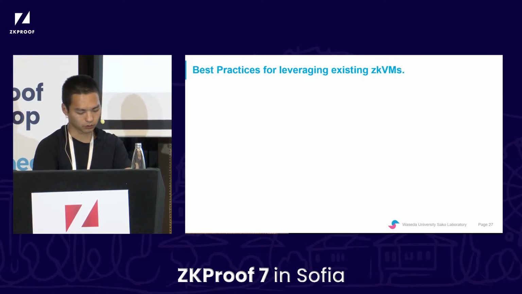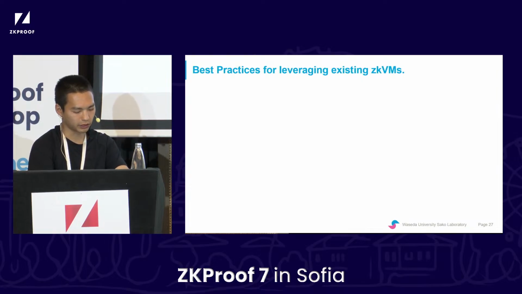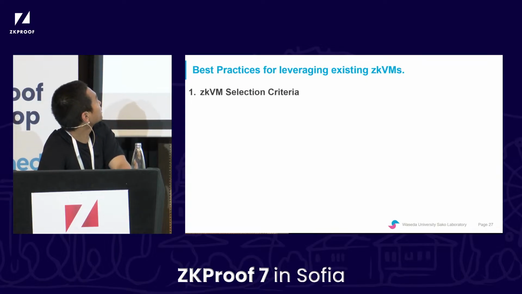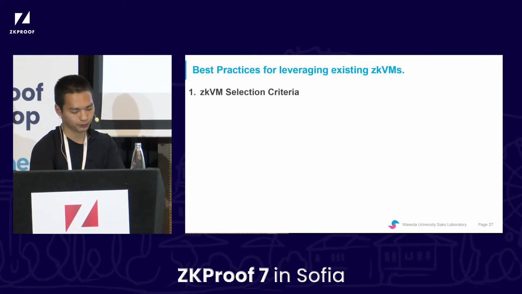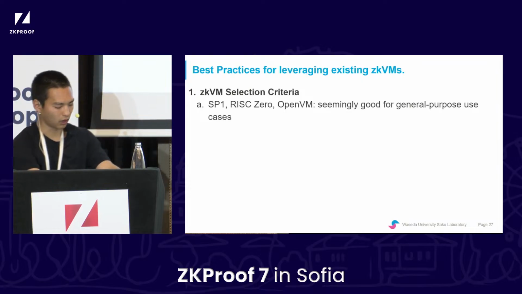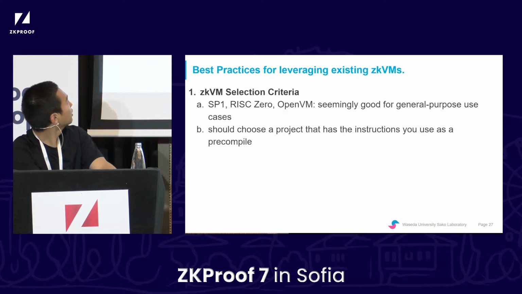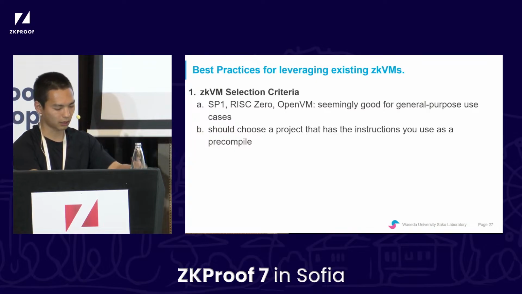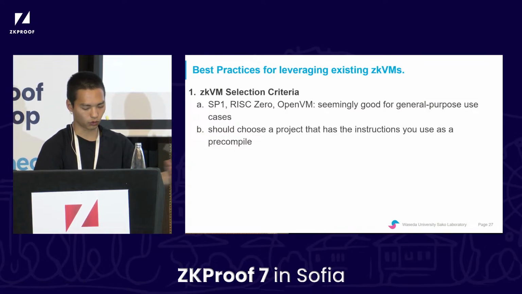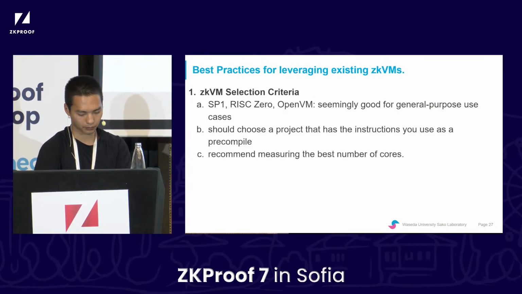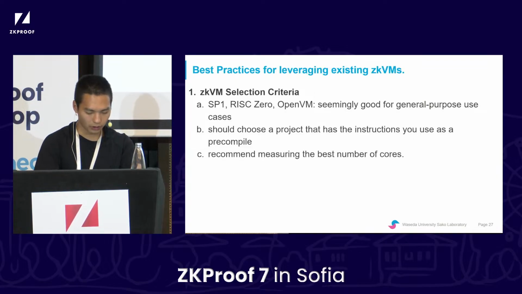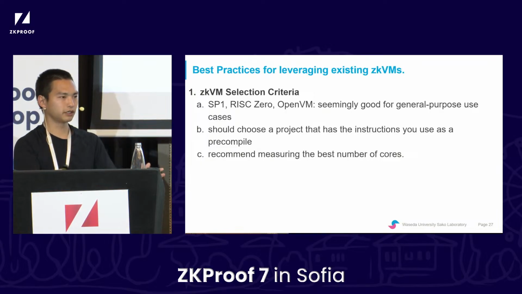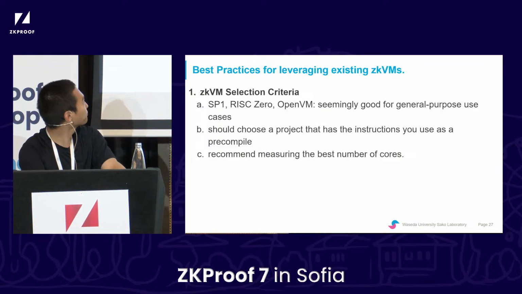Here are the guidelines for best zkVM selection and specification based on resources and requirements. For zkVM selection criteria, SP1, RISC Zero, and OpenVM seem to be good for general purpose use cases. It's recommended to use zkVMs that support the precompiles needed for your specific programs, and to measure the most efficient core counts for proof generation.